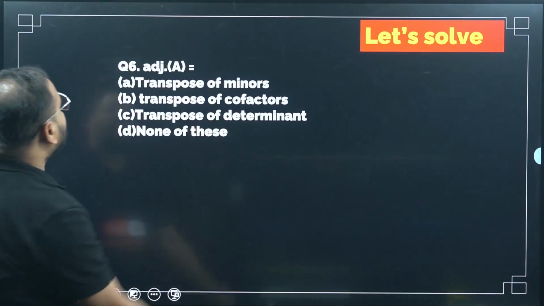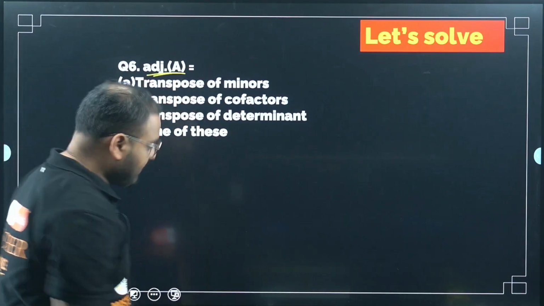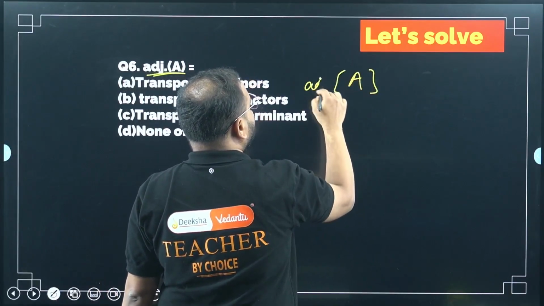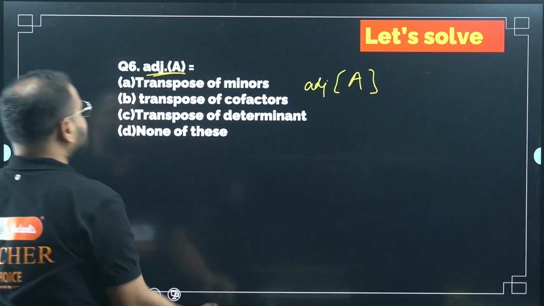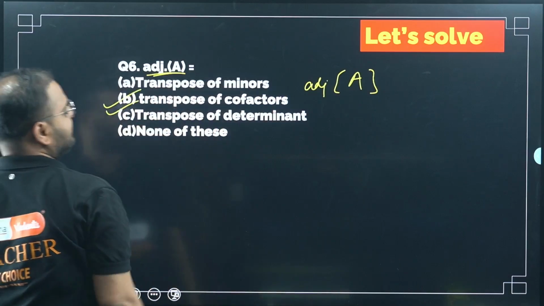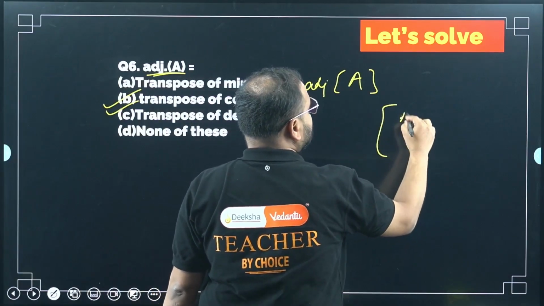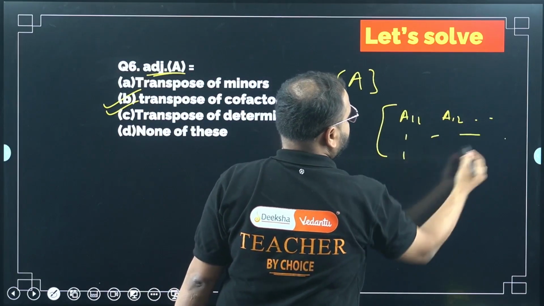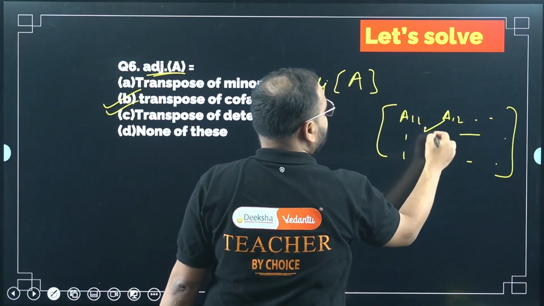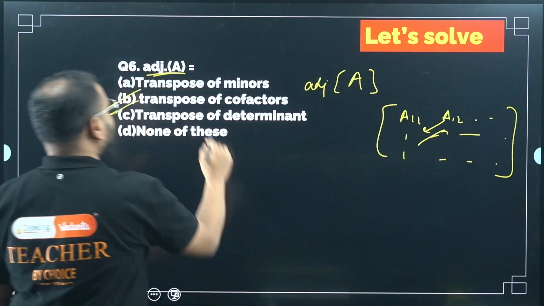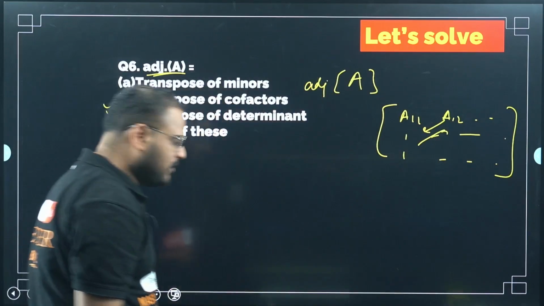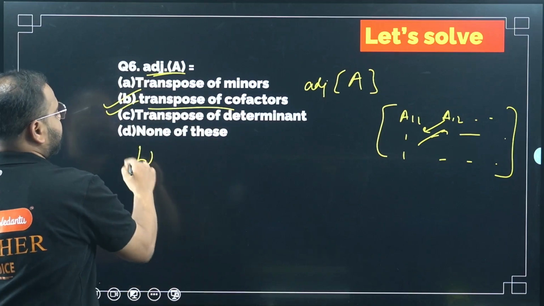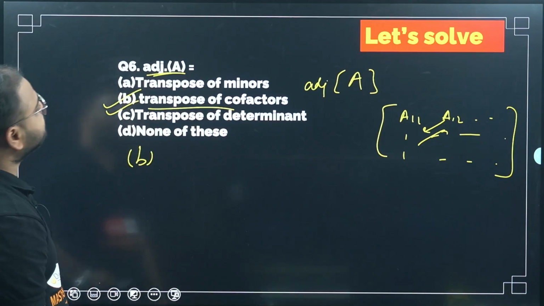Adjoint of A, for the matrix A, what's the adjoint? The transpose of cofactors. We used to write the cofactors first, remember this, A11, A12 and so on, and then we take the transpose. So it is the transpose of the cofactor matrix, again only for a square matrix. Option B is correct. Moving on.